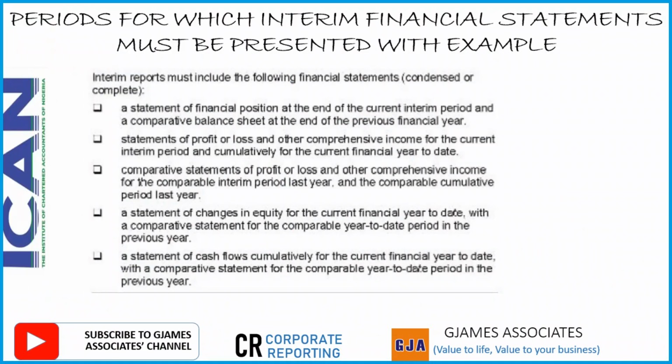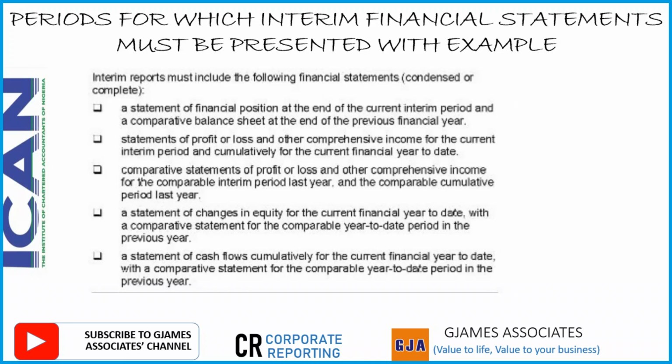Statement of financial position at the end of the current interim period must appear, and the comparative balance sheet, which we now call statement of financial position for the previous financial year, must show the interim and its comparative. Statement of profit or loss and other comprehensive income for the current interim period and its cumulative for the current financial year must show.